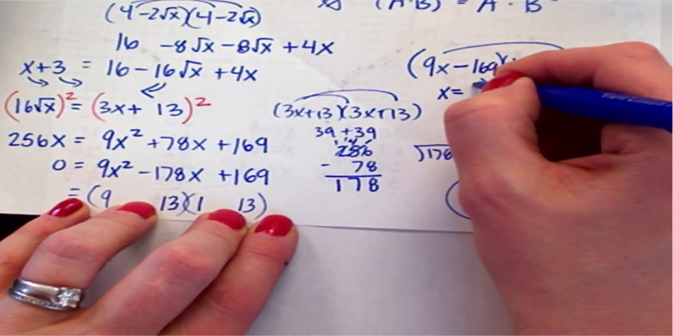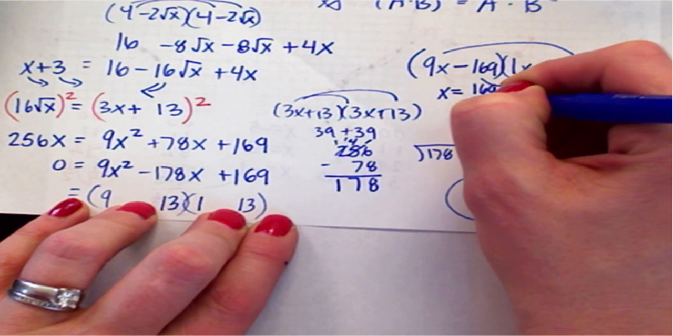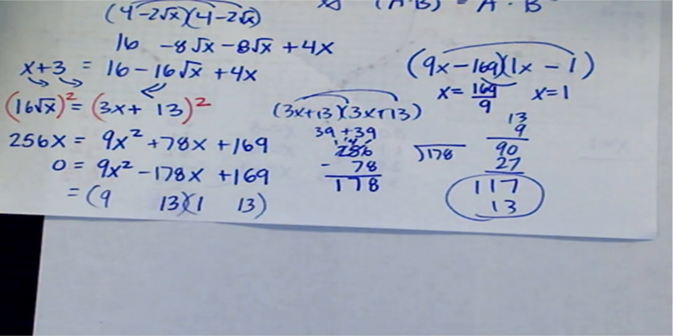This is a good answer. 169 over 9, 13 over 3. It doesn't reduce. Guys, you only got one answer graphically. So what happened algebraically? No, we're not wrong, guys. This is not wrong. You did not mess up. But what do you have to do?